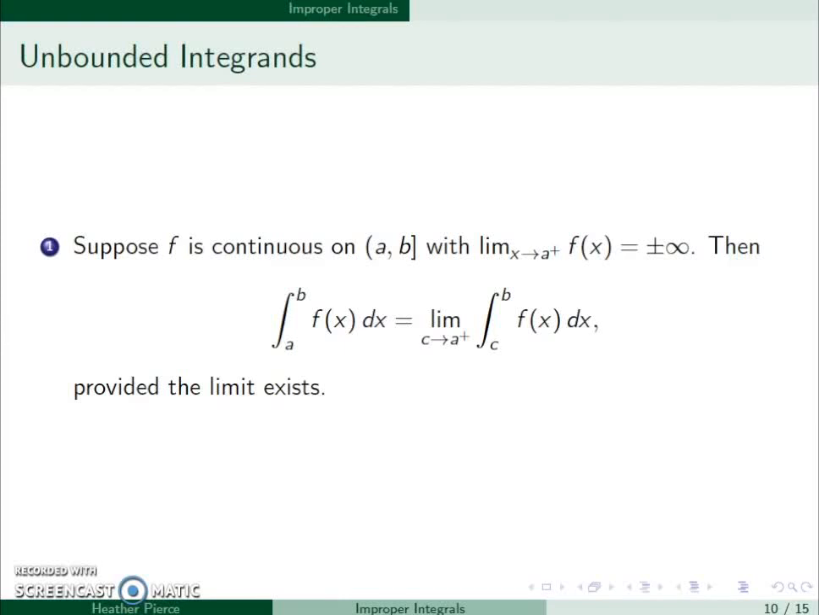We will now look at the second case of improper integrals, which is unbounded integrands. So if f is continuous on the interval from a to b, including b but not a, where the limit as x approaches a from the right of f of x is either positive or negative infinity, then the integral from a to b of f of x dx is equal to the limit as c approaches a from the right of the integral from c to b of f of x dx. So this happens when our integrand is actually not defined at a point.